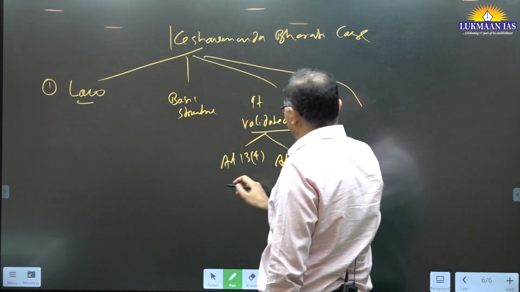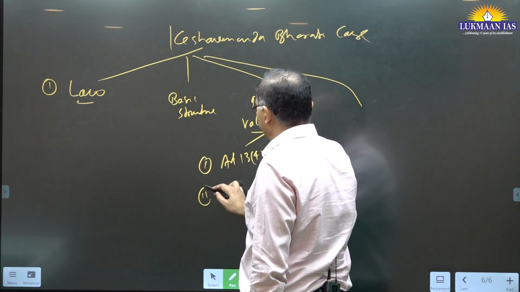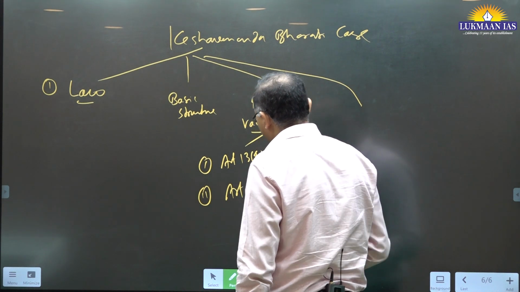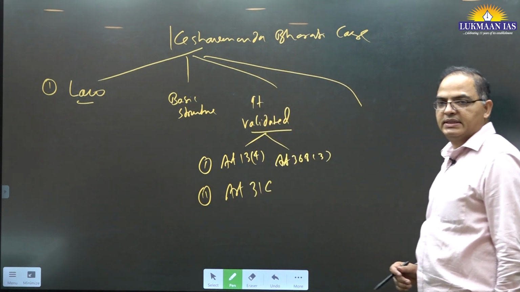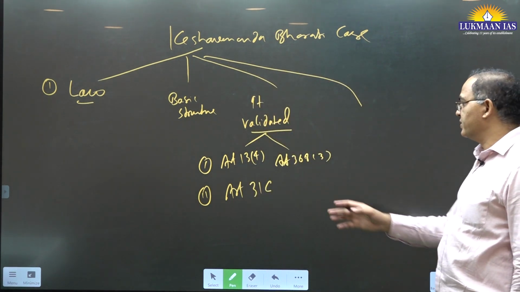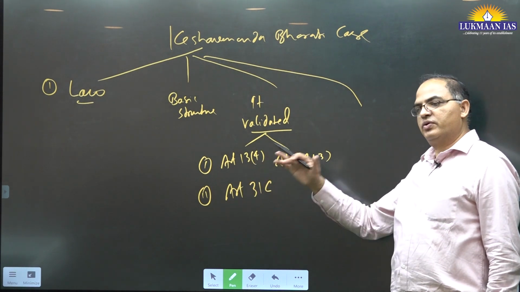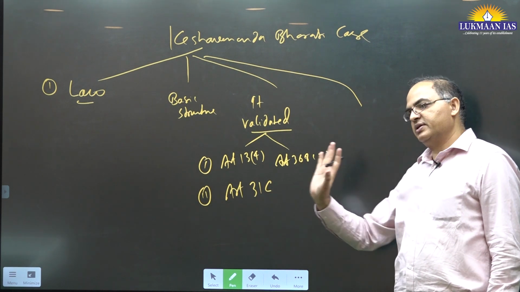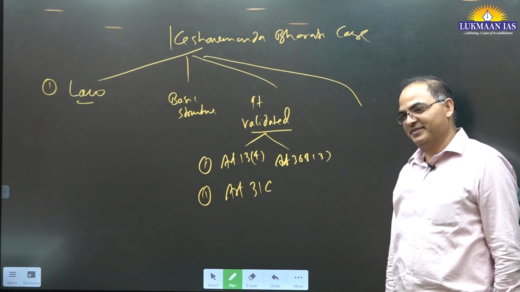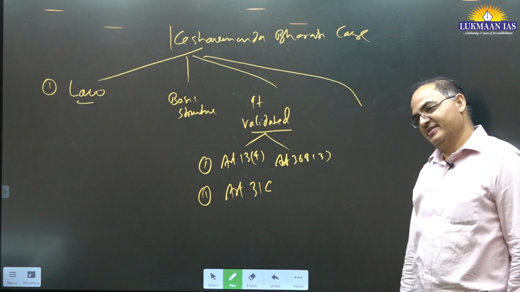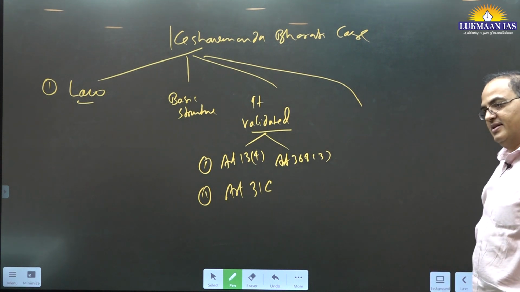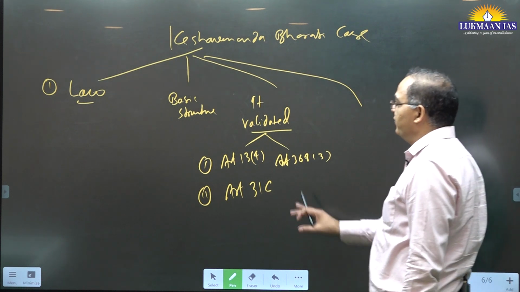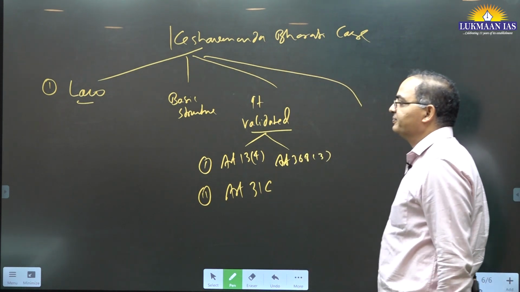It validated this first, then second, Article 31C. It did not strike the amendments which were done. 31A was validated, 31B was also validated, and 31C is also validated. Clear? So it validated that, you can say.